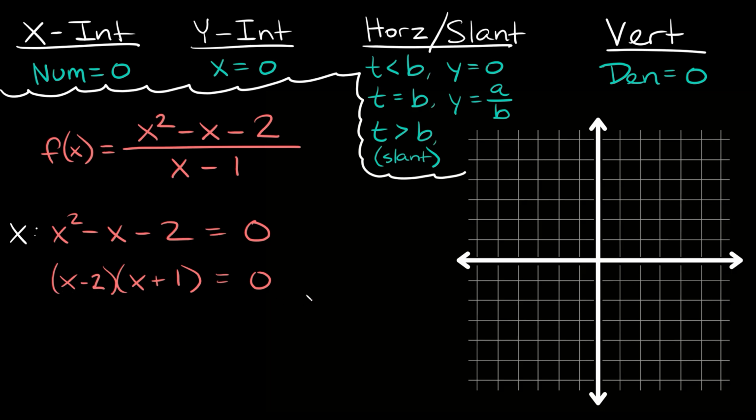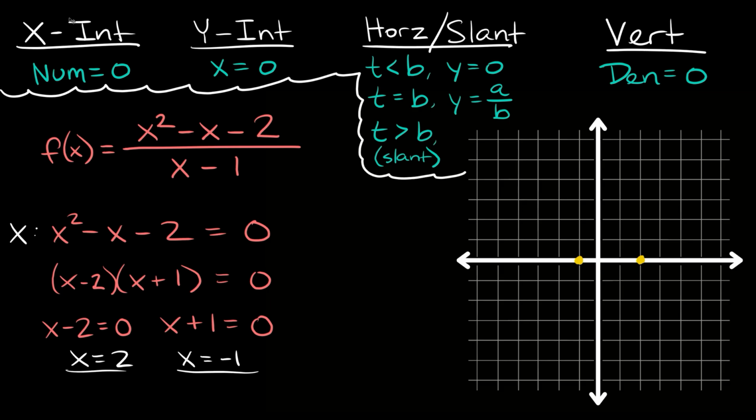Now that we factored this, we simply have to set each of our factors equal to 0. So first, x minus 2 is equal to 0, and we also have x plus 1 is equal to 0. Solving for x, on this side we get that x is equal to +2, and on this side x is equal to -1. These are our two x-intercepts, at -1 and +2. So let's graph those here. Here's our x-axis. -1 is right here, and +2 is right there.